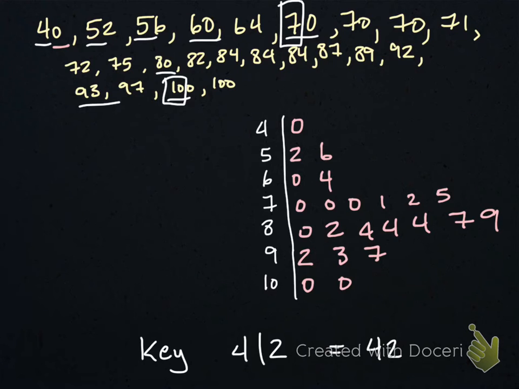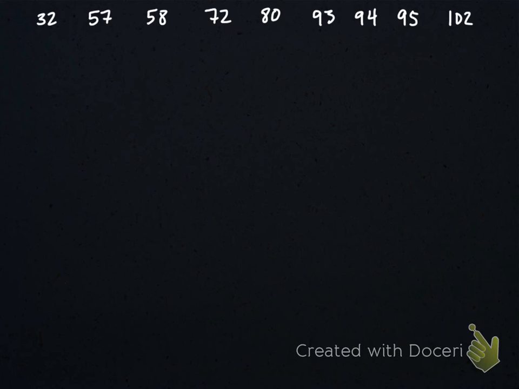Let me make another real simple one. Well, soccer scores are easy. It's either 0, 1, or 2. But let's say you had basketball scores. Those are bigger. Let's say one game they did horribly. They got a 32. Then they got a 57 one game, a 58 one game. They're getting better. They got a 72, an 80, a 93, a 94, a 95, and then a 102 and a 125. Now let's just leave it at that.